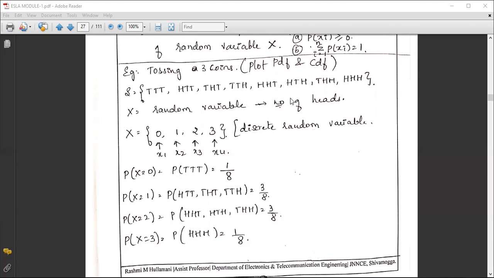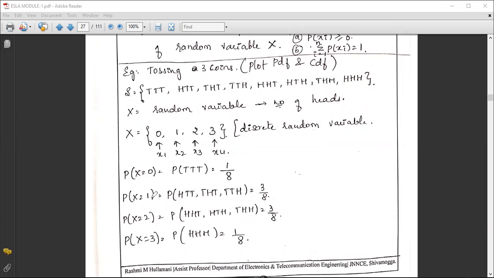Here the random variable is the number of heads. In the first outcome, the number of heads is 0. Therefore, the probability that x is equal to 0 is the probability of tail, tail, tail, that is, all three coins facing tail, which is 1 by 8. The probability is 1 by 8.